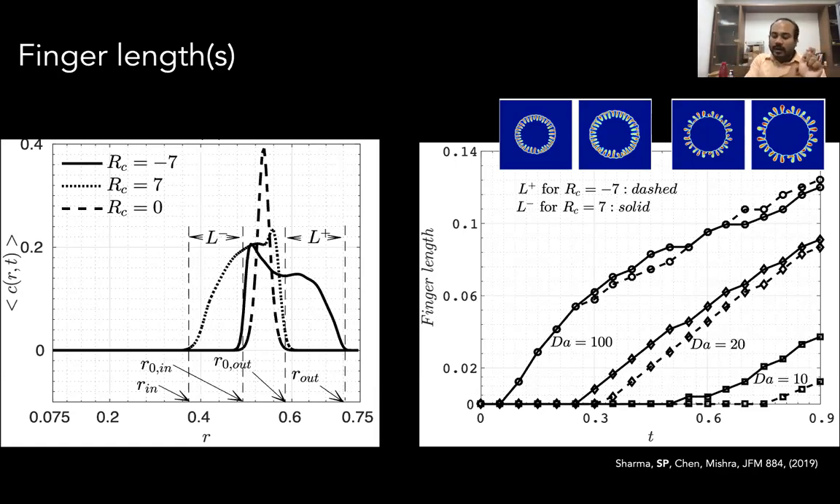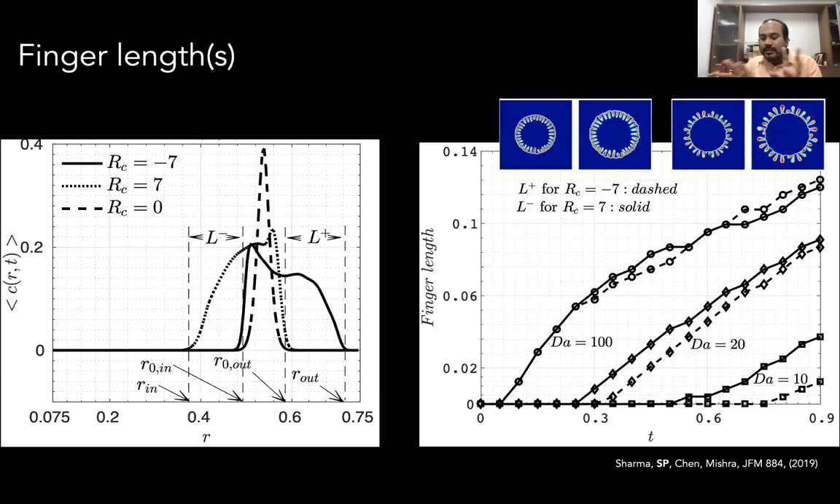We compute this as a function of time for different values of Damkohler number, keeping Peclet number fixed and RC also fixed, one positive and another negative. And whenever this finger length deviates from the diffusive case of zero finger length, that's the time when we start seeing the instability form, right? So that is what we have computed. And we see that with increasing Damkohler number, the instability becomes much more prominent and starts at an earlier time. For example, for Damkohler 100, we see the instability happens at a very early stage compared to Damkohler 10, which happens quite late.